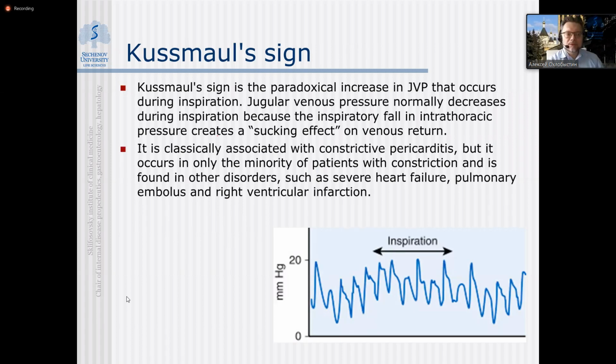Kussmaul sign is a paradoxical increase in jugular venous pressure that may occur during the inspiratory phase. Again, it may be a marker of constrictive pericarditis. So that is the inspiration. And in contrast to the normal situation, when jugular venous pressure should decrease, the presence of a block just before the entrance into the right atrium will result in blockage of jugular veins and caval veins, and will result in an increase in jugular venous pressure.